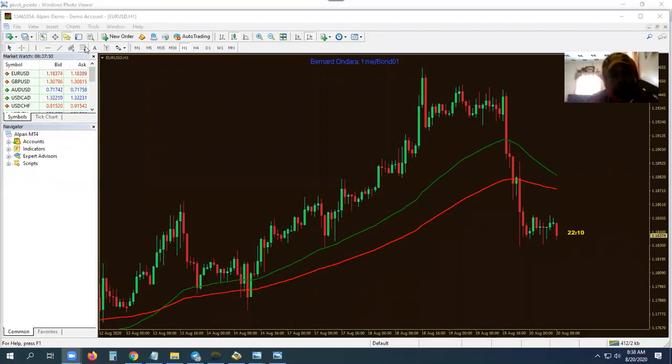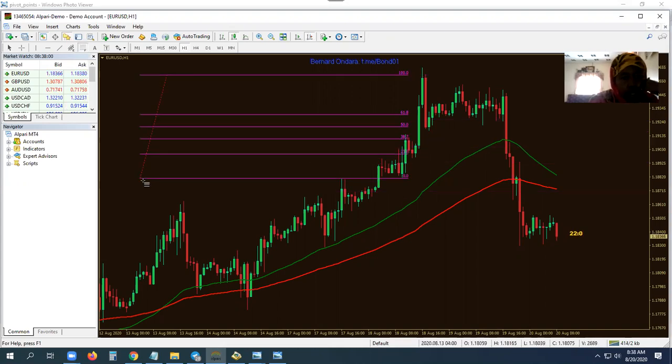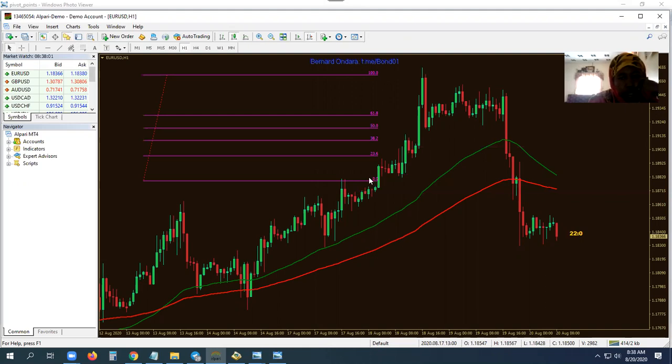On the left, you can see where my cursor is. When you hover over that level, you will see F. If you click that, you draw it on your chart like that. You see, starting from 0, 23.6, 38.2, 50.0, 61.8, and 100.